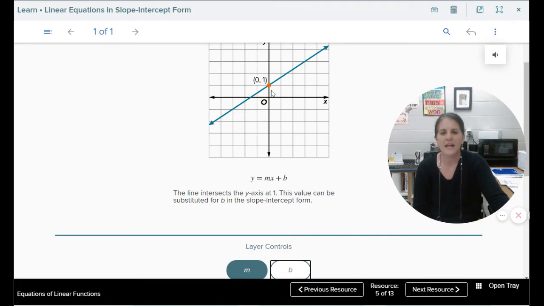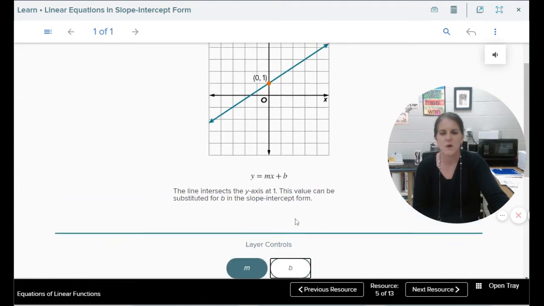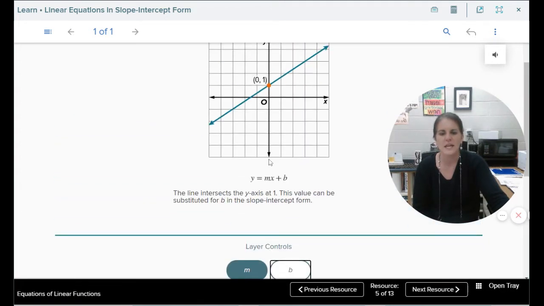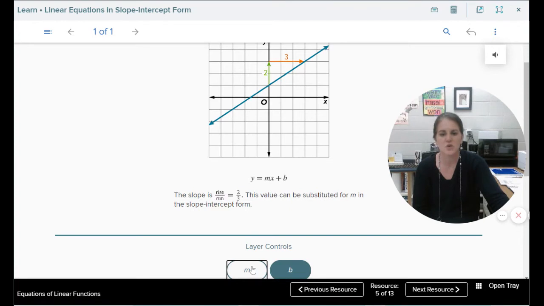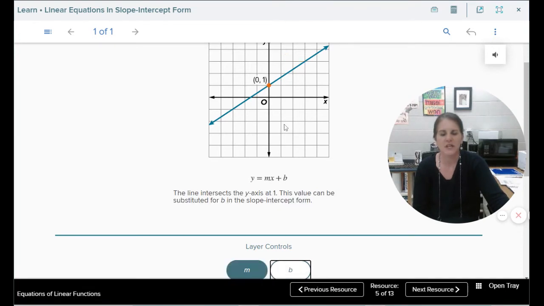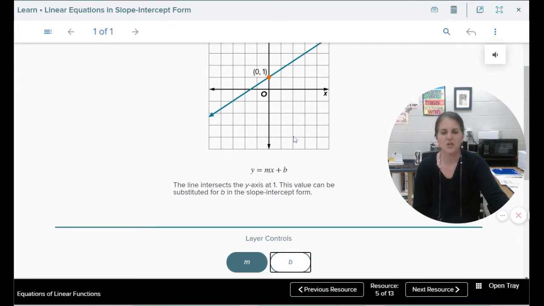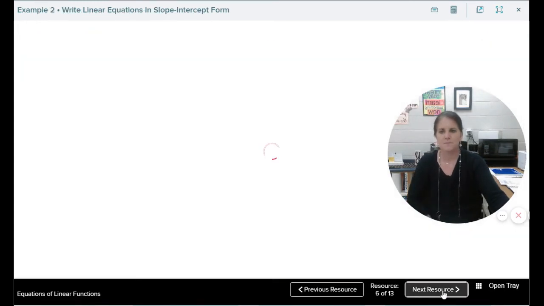My y-intercept is here at 0, 1. So that tells me this value for b is equal to 1. So then I can write the equation y equals m, which is 2/3, x, so y equals 2/3 x plus b, which is 1. Y equals 2/3 x plus 1.